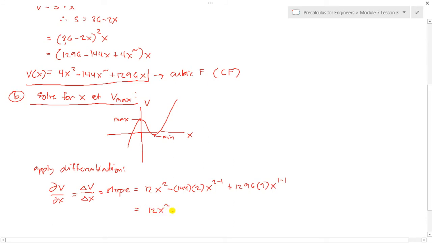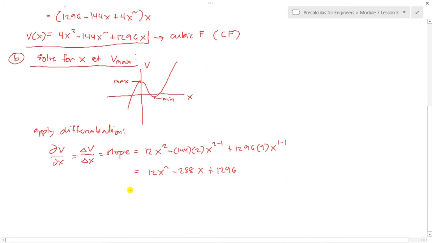Then, simplifying further, that is 12x squared. The next one is 144 times 2, that is negative 288, so negative 288x, since 2 minus 1 is 1. Then plus 1296 times 1, that is 1296. Then x raised to 0 is 1, so plus 1296. So therefore, after applying differentiation, the resulting equation is dV over dx.